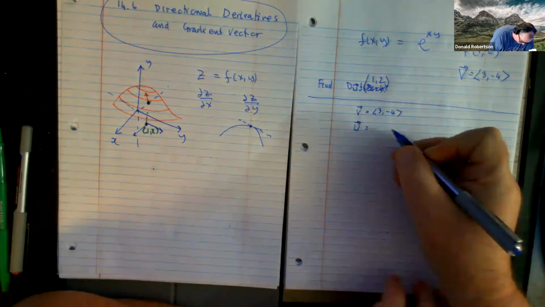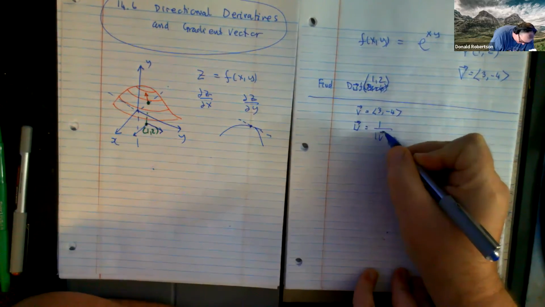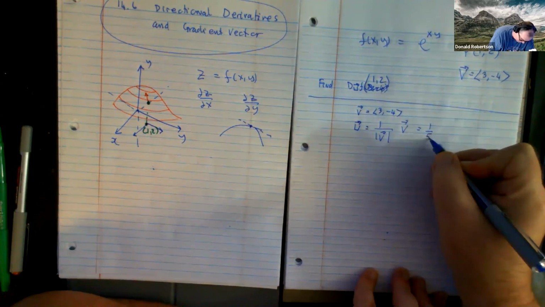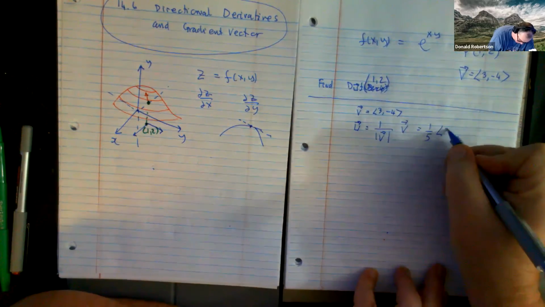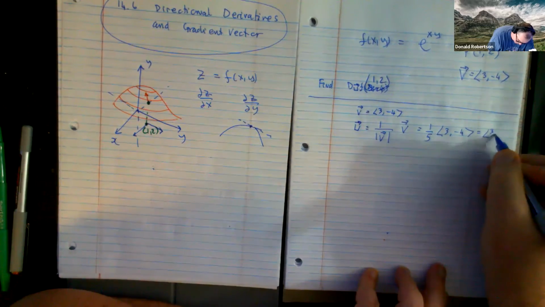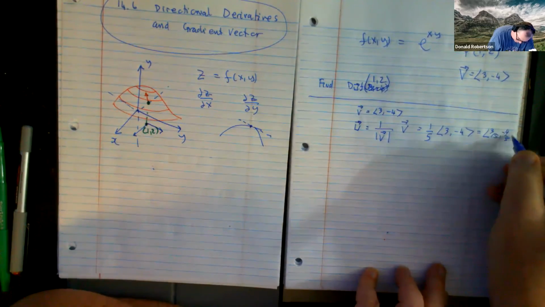So the unit vector is going to be this fella. I chose nice numbers this time because that ends up being a 5th. And so our unit vector is 3/5, negative 4/5, which is kind of nice.